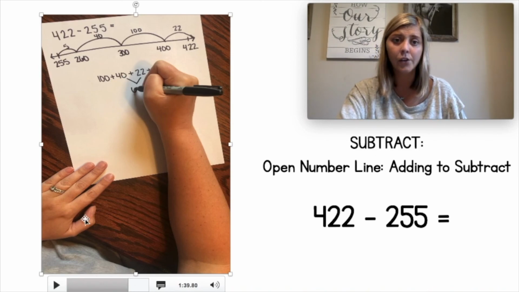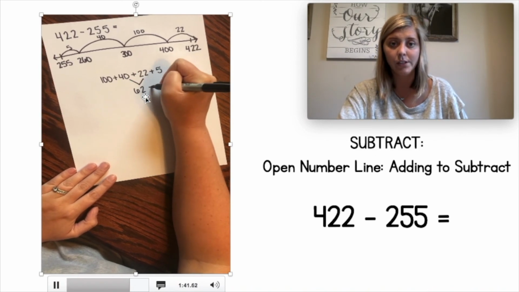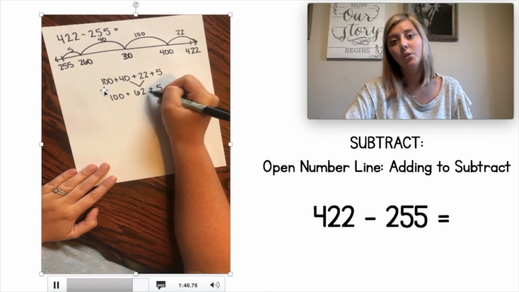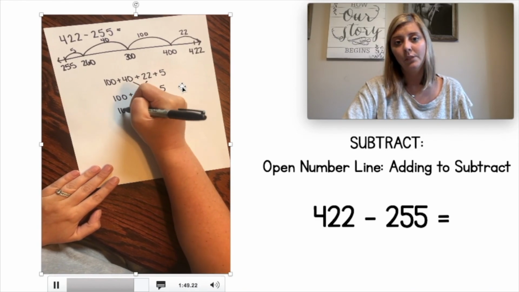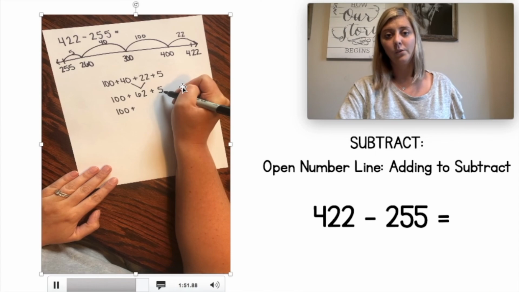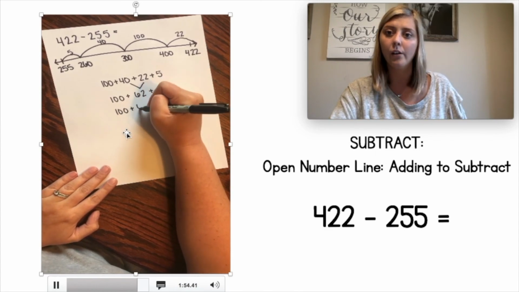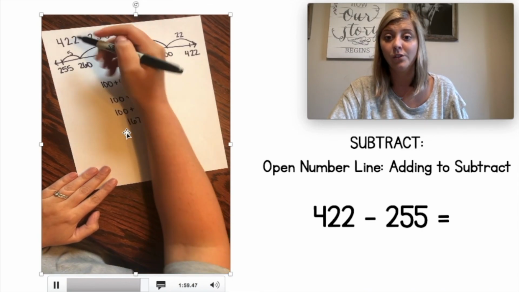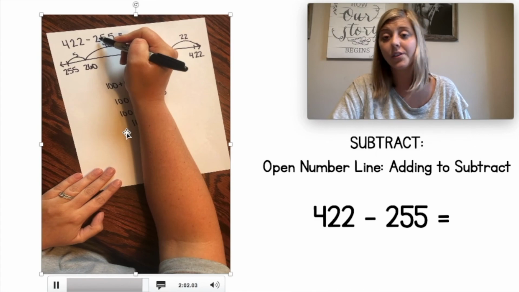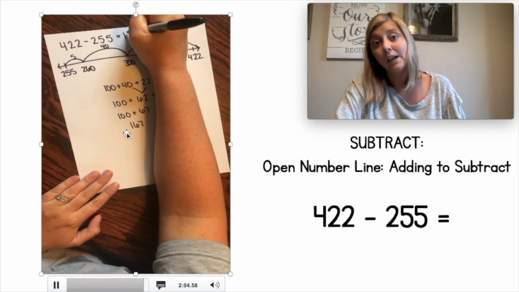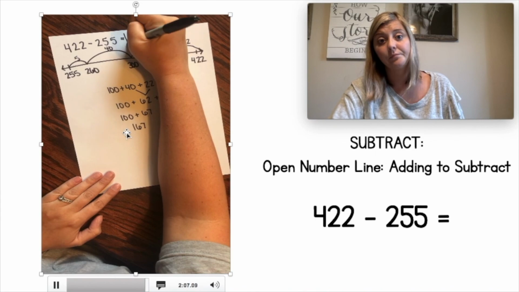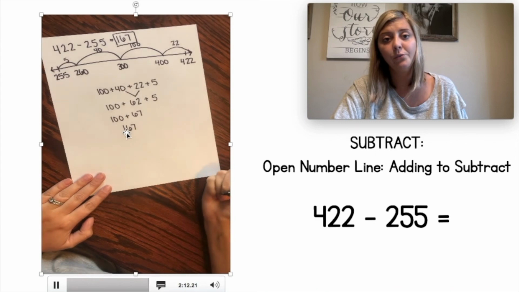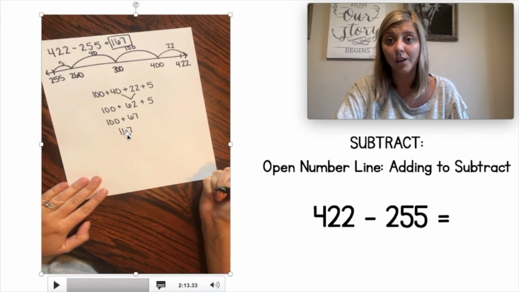I'll add my 10s together. 40 plus 22 equals 62, plus 5 plus 100. 62 plus 5 equals 67, and I just brought down that 100 because I haven't added it yet. 100 plus 67 is 167. So we got the same answer that we got from our last slide when we did the base 10 model. 422 minus 255 equals 167.